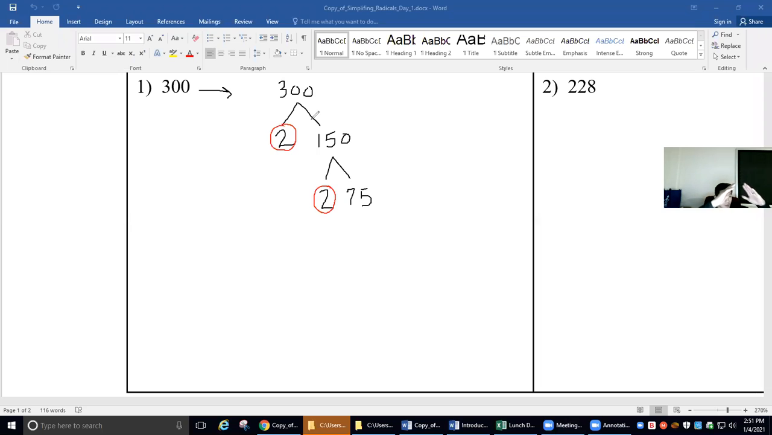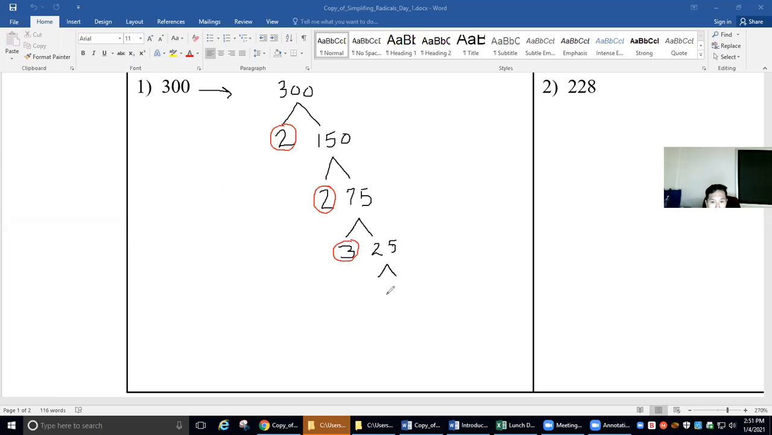So I'm just creating the tree and getting larger and larger down to the base. Now 75 can be broken up into two numbers. What two numbers are they? 25 and 3. Thank you very much, 3. So here's my other prime number. Now I'm down to just 25.